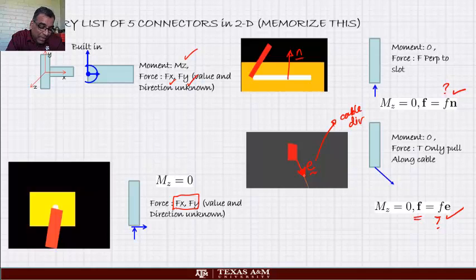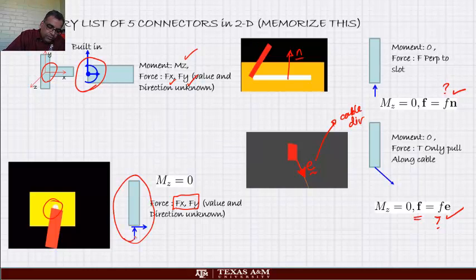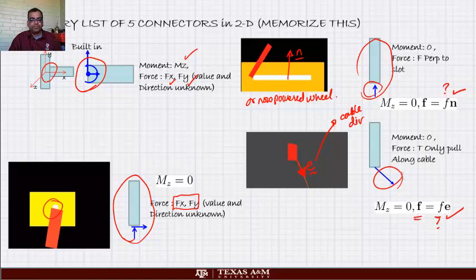Okay, and you need to memorize these four things. You should know which joint has which kind of force. So the minute you see something like this, you can replace it with that. The minute you see something like this, you can replace it with that. The minute you see something like this, or non-powered wheel, you can replace it with that. The minute you see a cable, you can replace it with that. If you remember these four things, you can do quite a few free body diagrams very easily. Okay, so it's well worth memorizing. So please memorize it. Thank you.